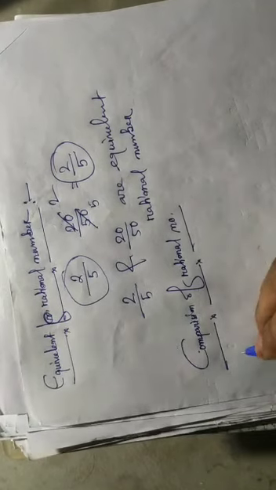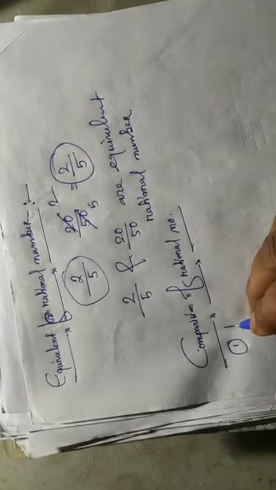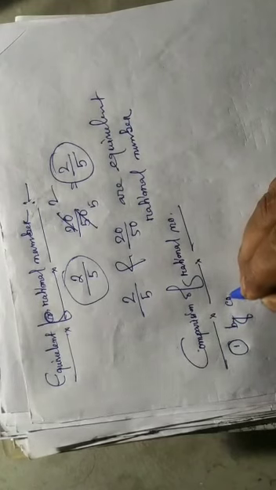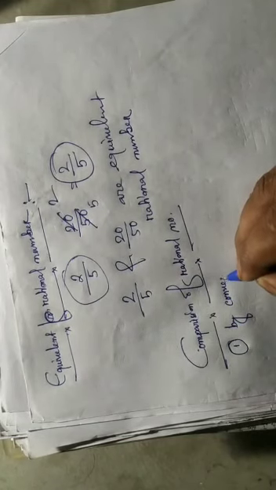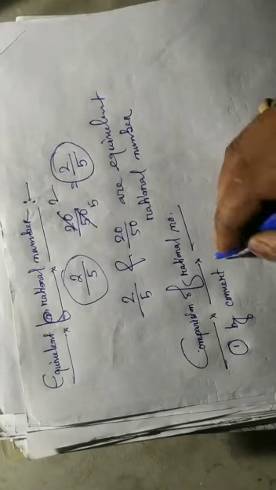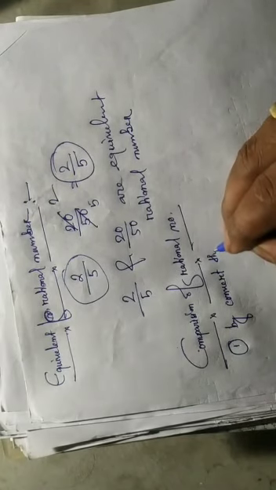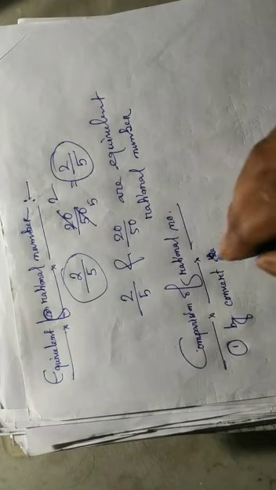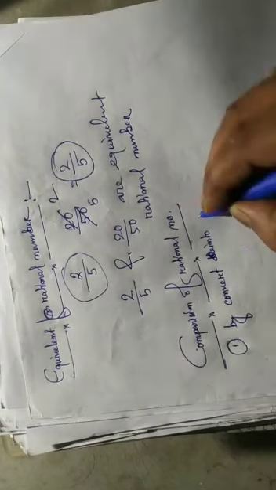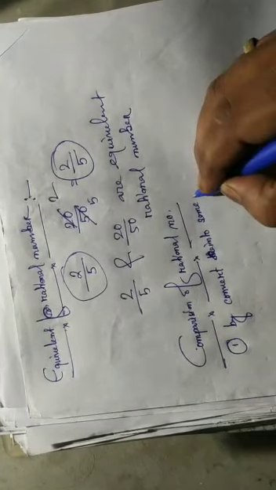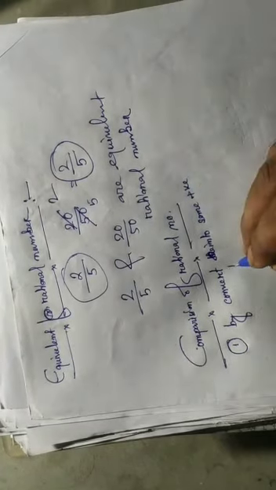We can compare rational numbers in two methods. More than two is possible, but I discuss here two methods. First one is by converting into the same positive denominator.